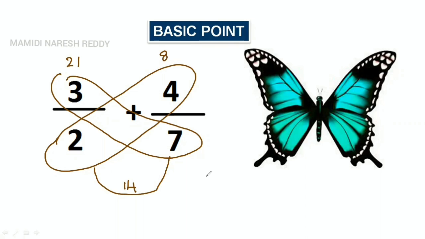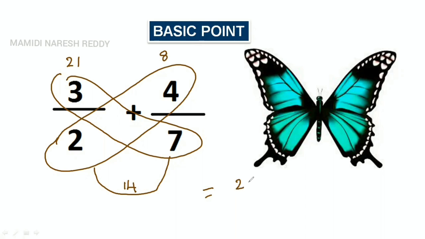Now we have completed three steps, my friends. Step one, we multiplied 3 and 7, 21, and wrote it here. Step two, 2 4s are 8. Step three, we multiplied both the denominators, 14. And step four, very simple: 21 plus 8. As there is a plus here, just add them.